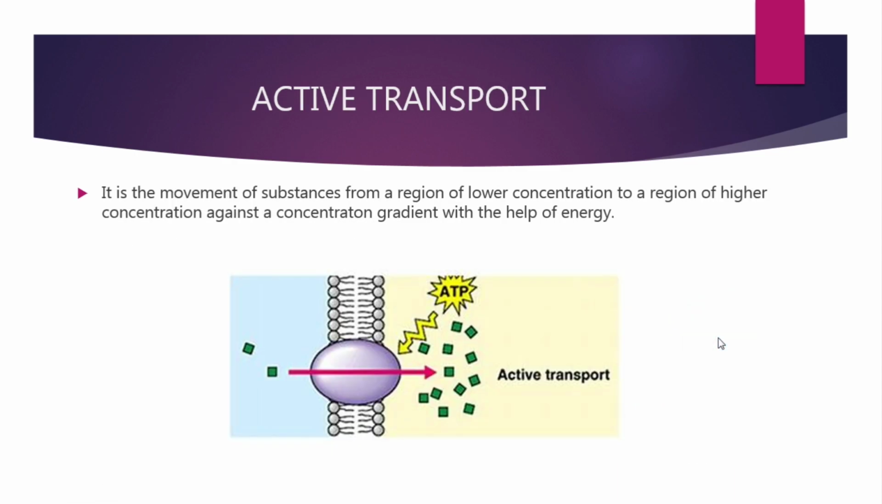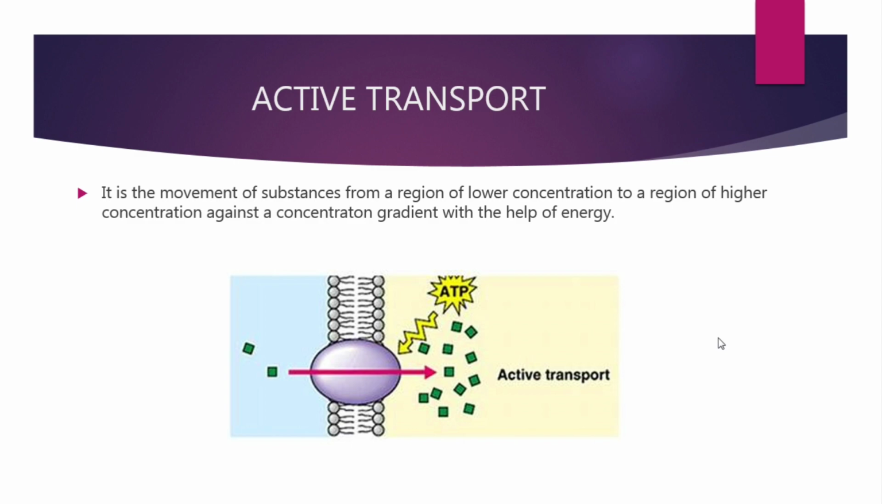The next topic is active transport. So this is a completely different topic. First of all, we should know that this is an active process. Diffusion and osmosis are both passive processes, because they happen because of the kinetic energy of the molecules. But active transport requires energy from the cell.